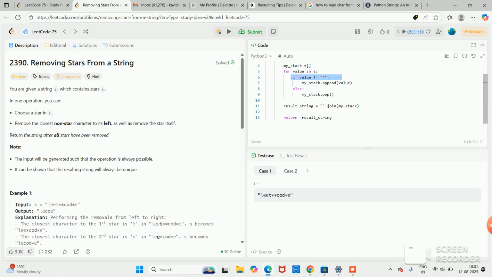Alright. Also, in Python we have a method called join which is used to convert a stack into a string. Alright guys, this is an accepted solution.